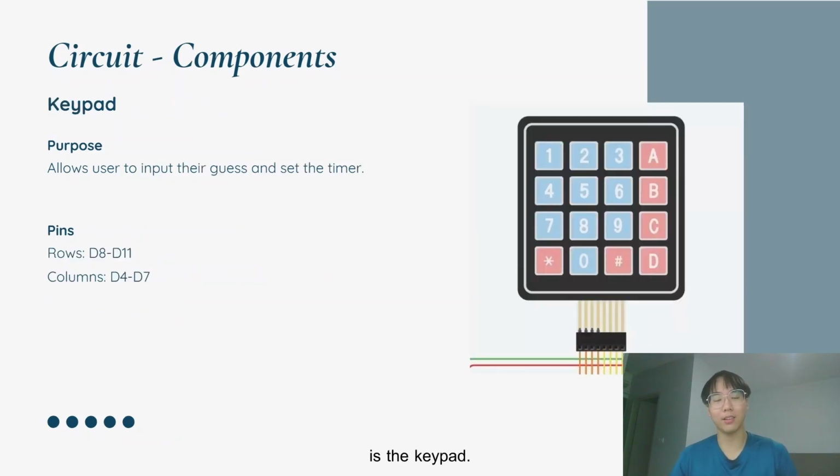The last component is the keypad. Its purpose is to allow the user to input their guess and set the timer. For the rows we use pins D8 to D11 and for the columns we use D4 to D7. We implemented our circuit using the Tinkercad website. Next is the code part.